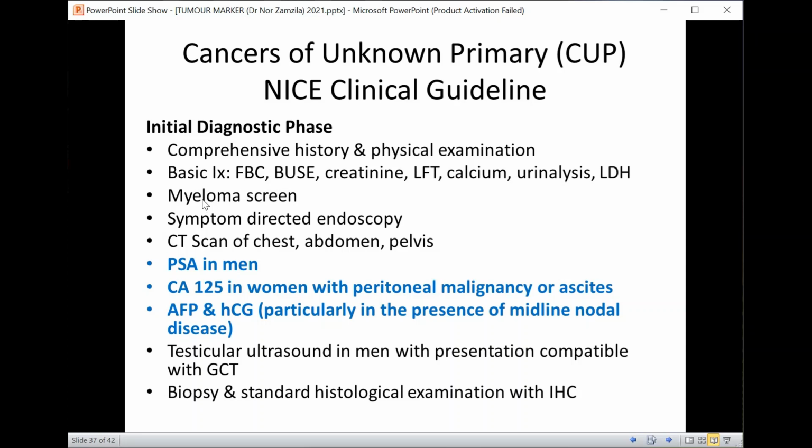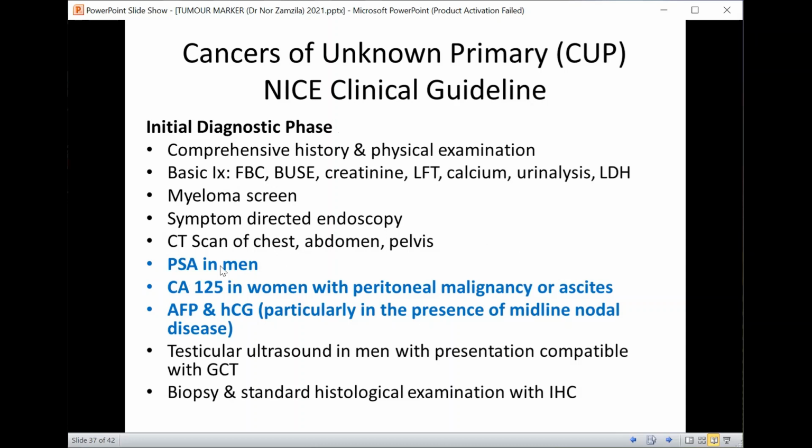Myeloma screening is important also because that could be one of the commonest causes of cancers of unknown primary. So you have to screen for myeloma, meaning that you have to proceed with the serum total protein and albumin, then proceed to serum protein electrophoresis and so on to screen for myeloma. Then the endoscopy, whether OGDS or also colonoscopy, then they would suggest CT TAP.